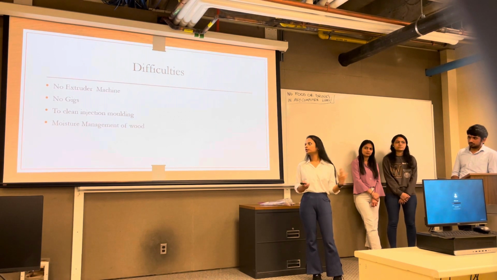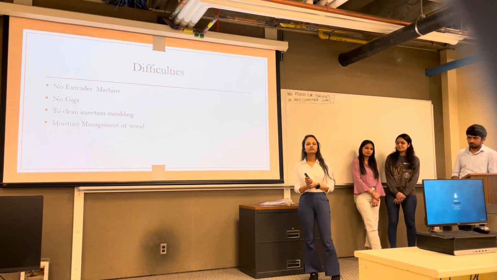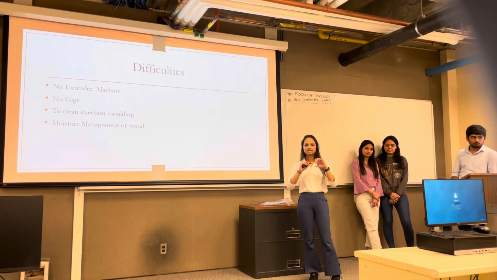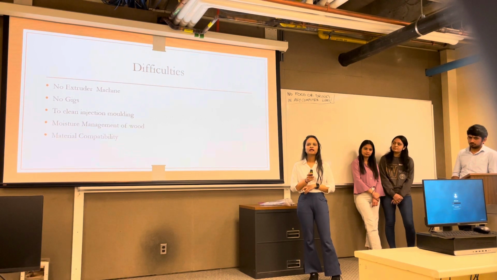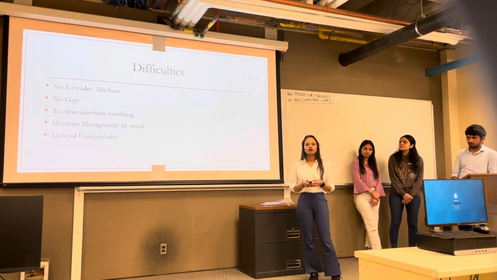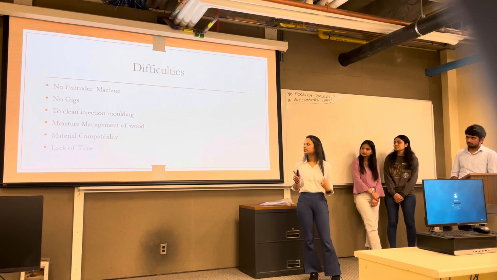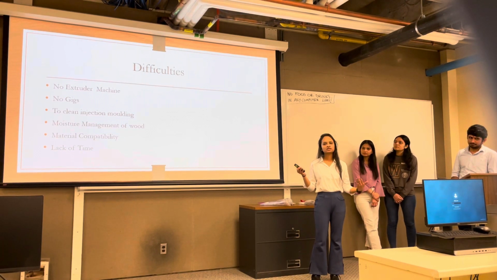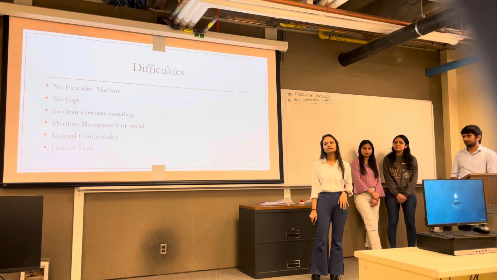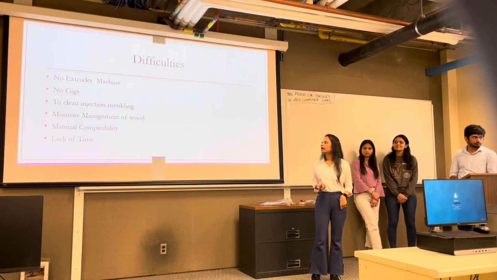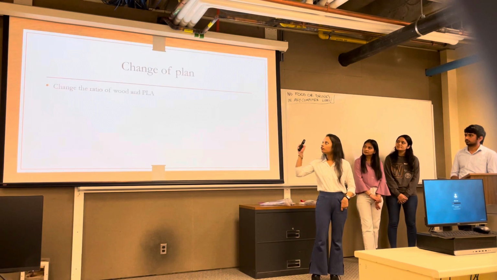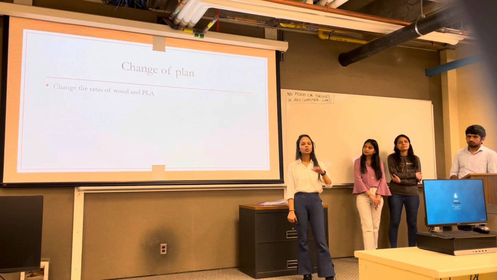It's also hard to manage the moisture of wood. Sometimes, when we were doing this process in the injection compression machine, we had problems heating the wood. We also faced problems with material compatibility, as some woods are compatible with some kinds of material and some are not. And we didn't have time, as we were just waiting for the extruder. We earlier planned to make triplicates, but we could not do that because we didn't have time.